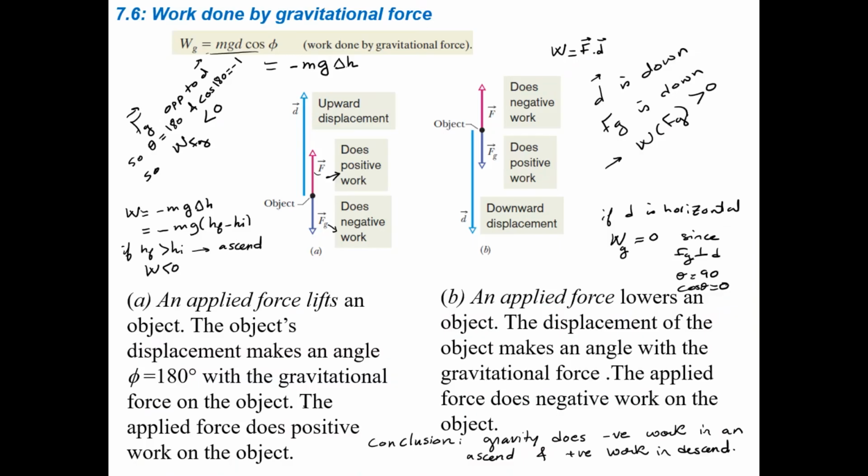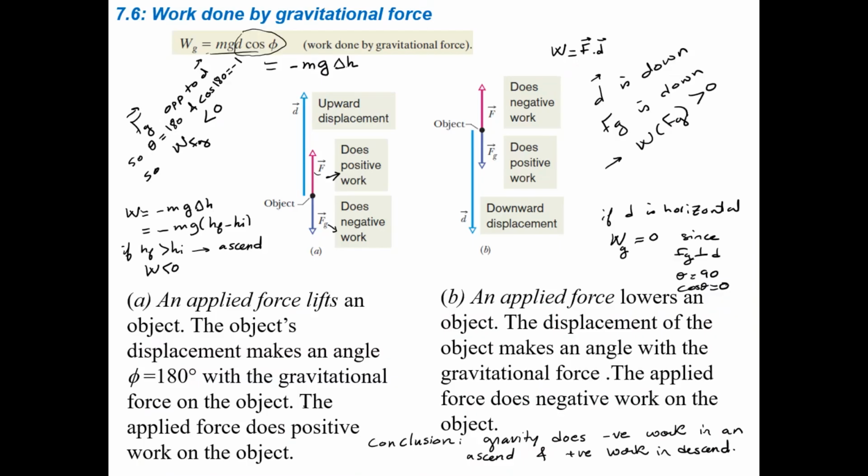So you can use this formula anywhere. It basically just comes from using d cosine phi and substituting that with delta H, which is actually the case for gravitational force only. So this is a second formula which we can use for the work done by gravity. Now, which one do we use? How do we tell which one to use?